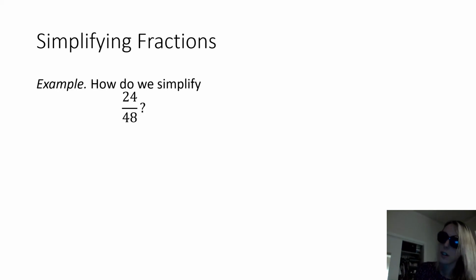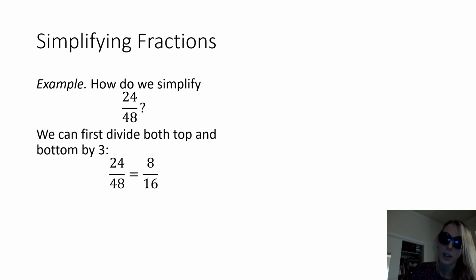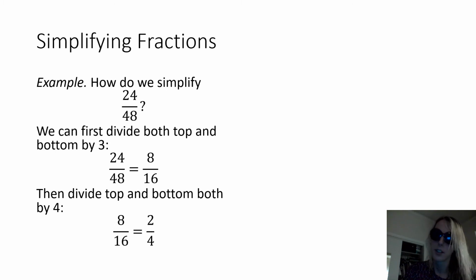And so it's good to review for yourself a little bit. How do you simplify a fraction? Well, you just keep dividing numerator and denominator by common factors until you can't do it anymore. For example, say we start with 24/48. We can divide the top and bottom both by 3. 24 and 48 are both divisible by 3. That gives us 8/16. And now maybe we notice 8 and 16 are both divisible by 4.